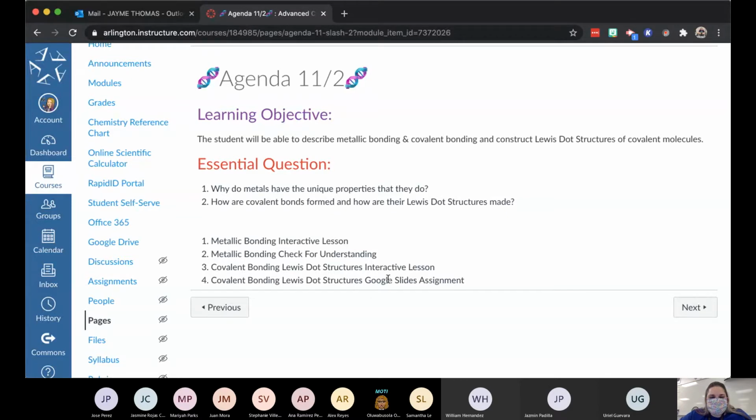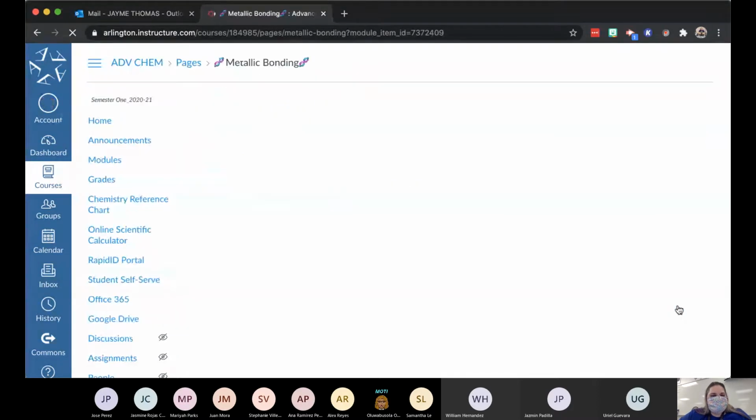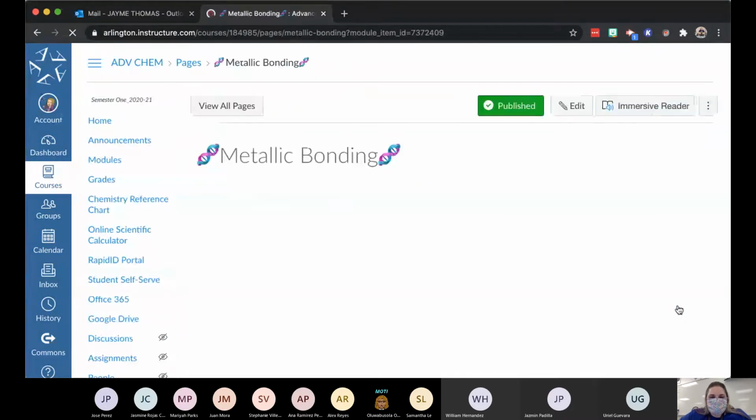So as I said, there's two parts here. There's a little lesson and a check for understanding on metallic bonding, which I saw that a lot of you have already done. And then we're going to look at the covalent stuff. So the metallic stuff is pretty straightforward.